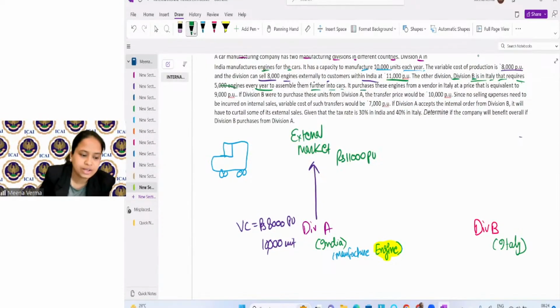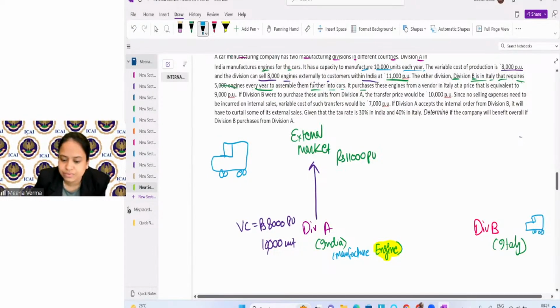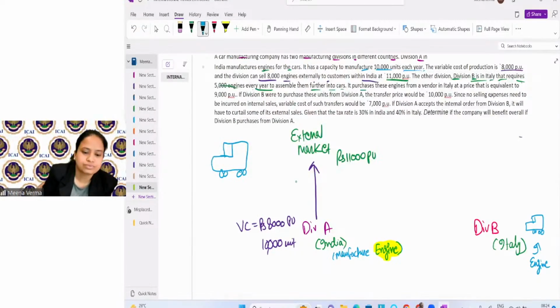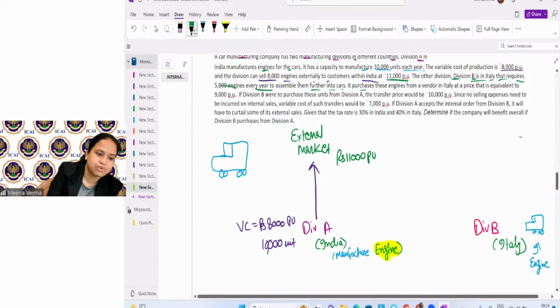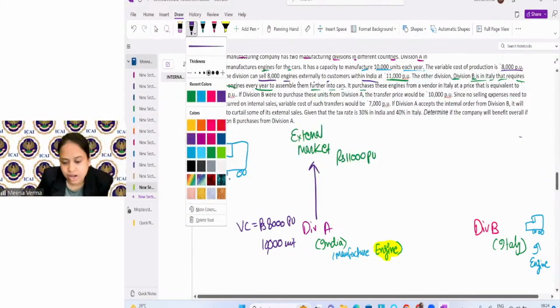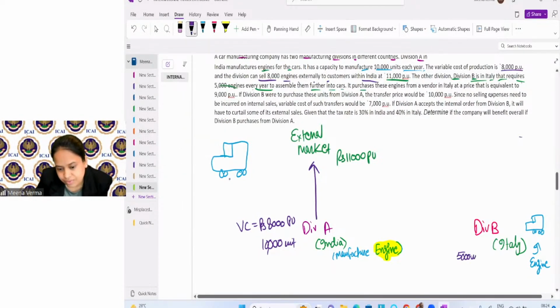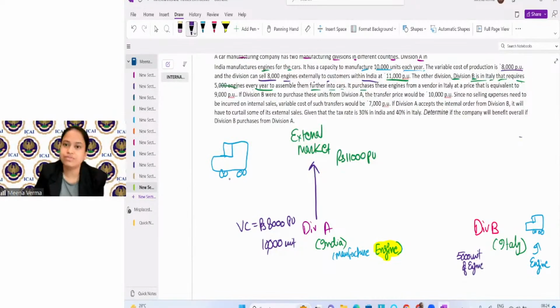Now look what is happening here. Here the car is being produced, and for the car they need an engine. How many engines are required here? 5,000 units of engine are required here. 5,000 engines every year to assemble them further into cars.